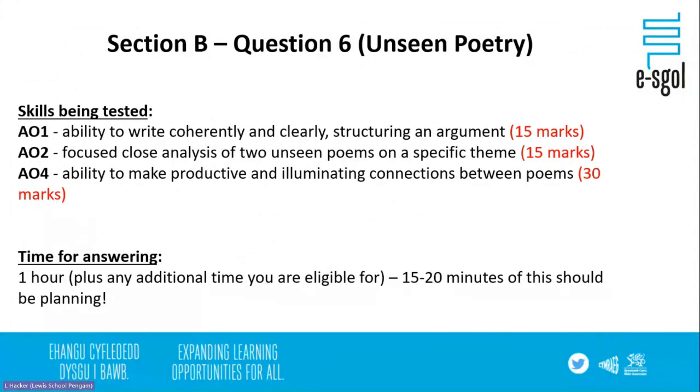Now we're going to focus then on section B, the unseen poetry question. So again, 1 hour on section A, 1 hour on section B, and then obviously if you're eligible for extra time, then you adjust that accordingly. Now in this particular question, the skills being tested are AO1 for 15 marks, AO2 for 15 marks, and then AO4, your ability to make productive and illuminating connections between the poems, 30 marks. So there's double the amount of marks available for those illuminating connections, comparisons, and contrasts.